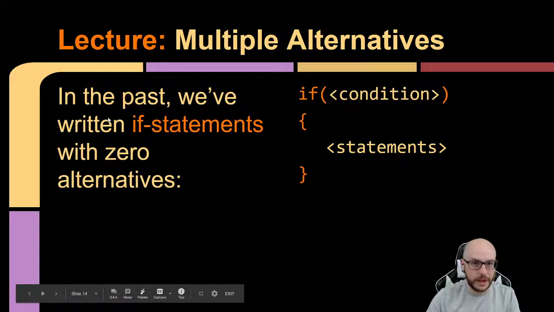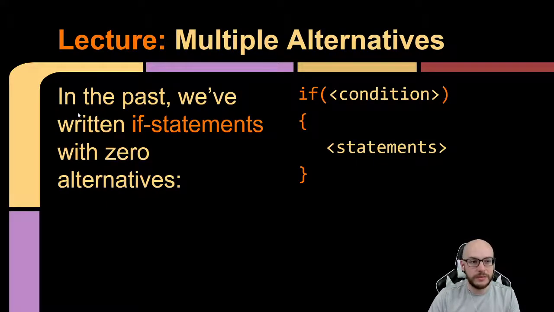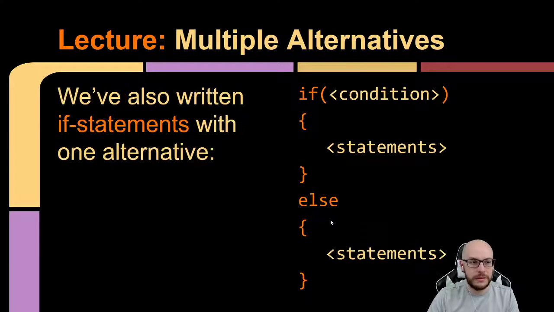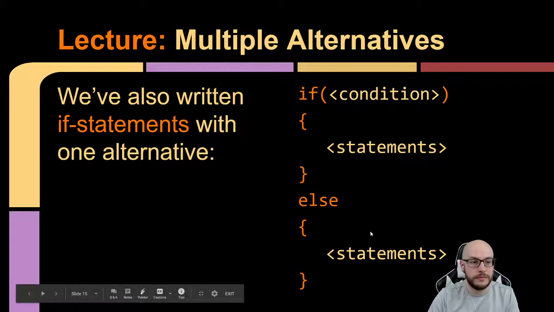Let's take a look at if statements with multiple alternatives. So in the past, we've written if statements with 0 alternatives, right? The original if statement that we learned, there's just the if and nothing else. We've also written if statements with 1 alternative, right? If this, then this. This is good in scenarios where you only have 2 possible outcomes. It's either this or this.